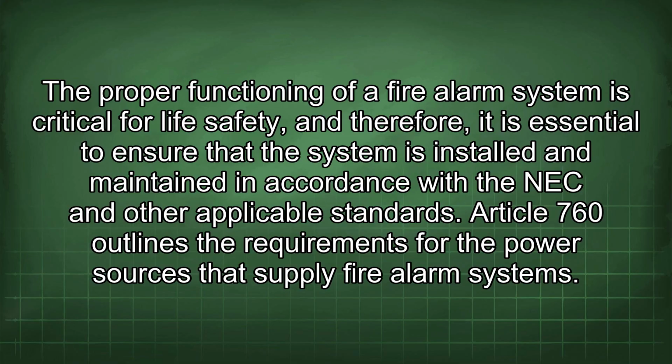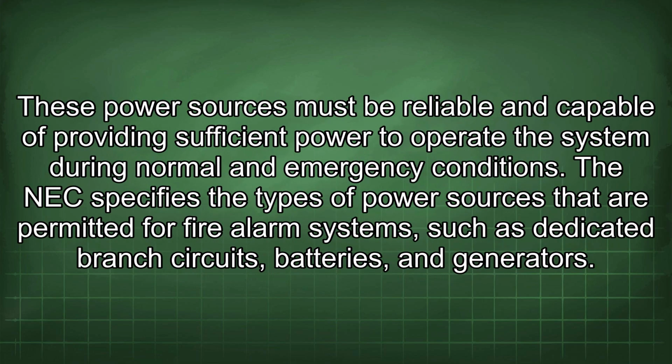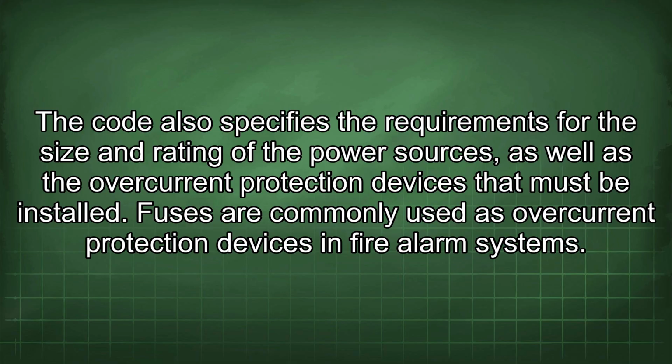Article 760 outlines the requirements for the power sources that supply fire alarm systems. These power sources must be reliable and capable of providing sufficient power to operate the system during normal and emergency conditions. The NEC specifies the types of power sources that are permitted for fire alarm systems, such as dedicated branch circuits, batteries, and generators. The code also specifies the requirements for the size and rating of the power sources, as well as the overcurrent protection devices that must be installed.